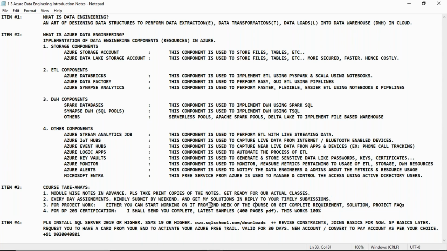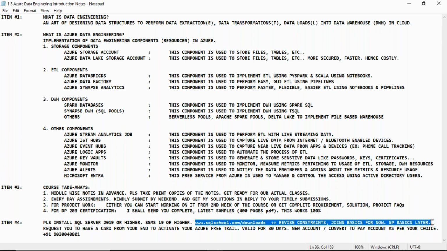By this weekend, you'll be receiving the certification samples and the project requirements, so during your free time you can start working on it. Kindly install SQL Server 2019 or higher with SSMS 19 or higher from this website link. Revise constraints and joins for now. Please revise stored procedure basics by the end of this week.